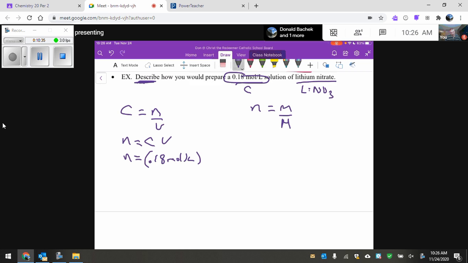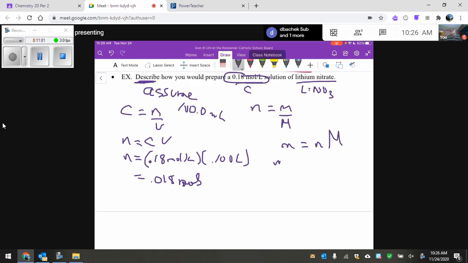So we're going to start with this, and we're going to assume, let's make sure we write this down, 100 milliliters or 0.1 liters, we have to assume. And that's going to give me 0.018 moles. Okay, 0.018 moles. I'm going to use that with the molar mass, and I'm going to find out the mass that I need to use basically to make this concentration.